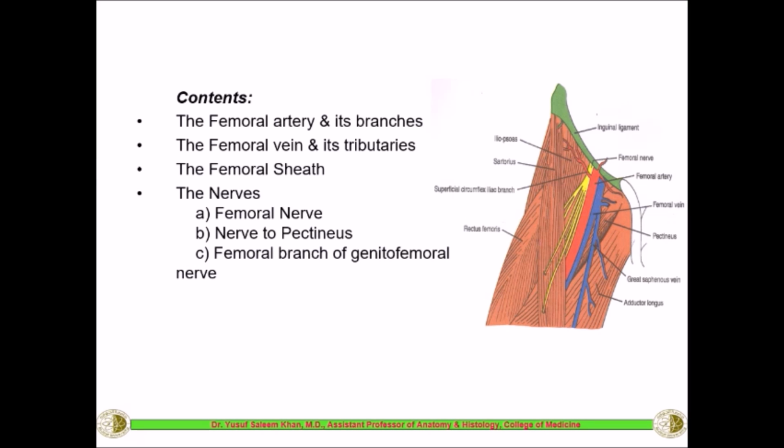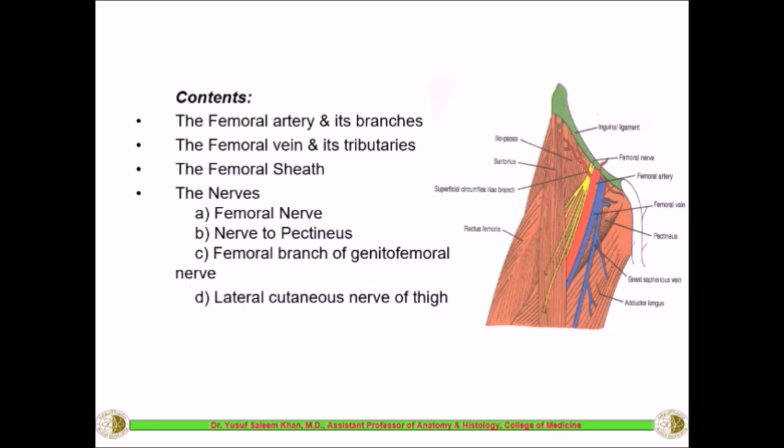Then we can also trace some of the nerves. If you can see here, just beside the femoral artery, there is a very important nerve. This is called the femoral nerve. So everything is femoral here. This is the femoral triangle, femoral artery, femoral vein, as well as the femoral nerve. You can see here on the lateral side of the femoral artery is the femoral nerve. Apart from the femoral nerve, we can also trace the nerve to pectineus in this triangle, as well as the femoral branch of the genitofemoral nerve.